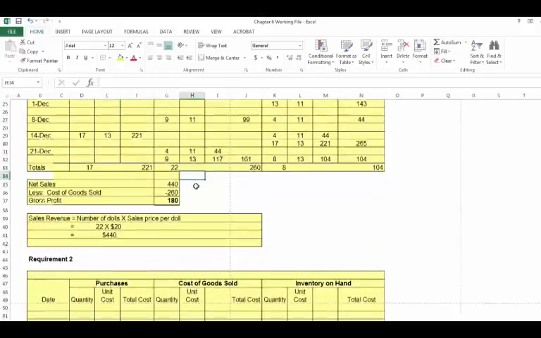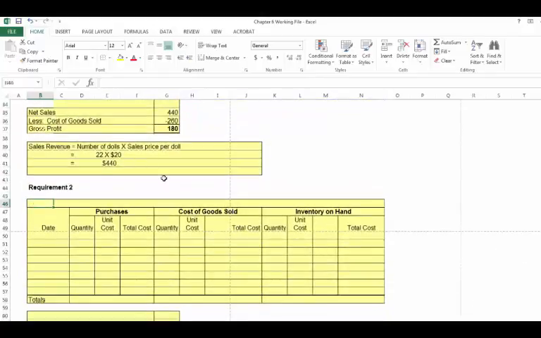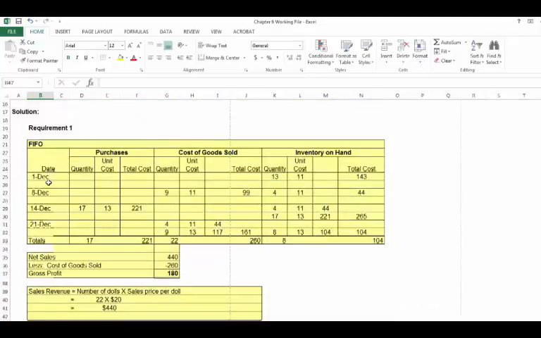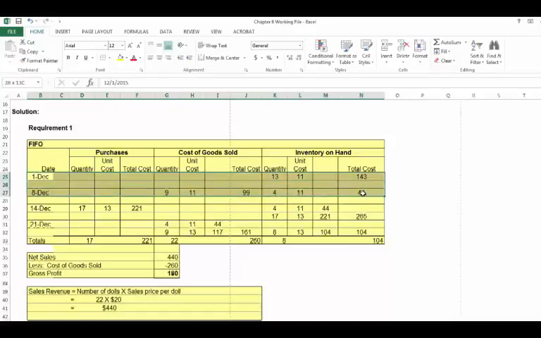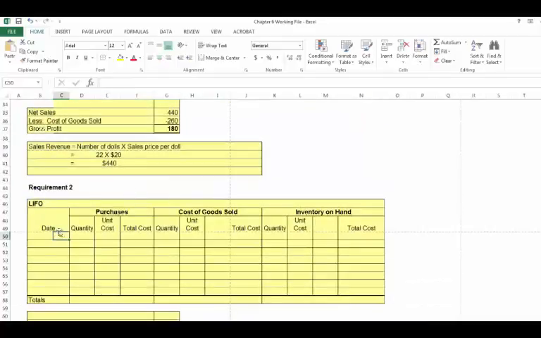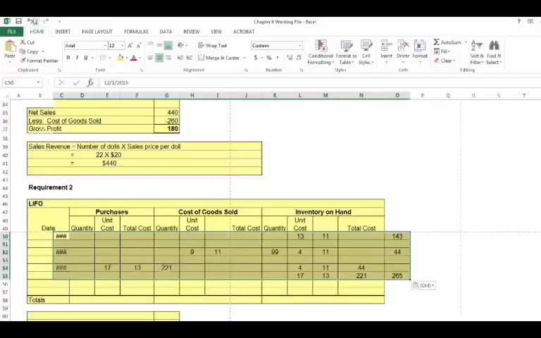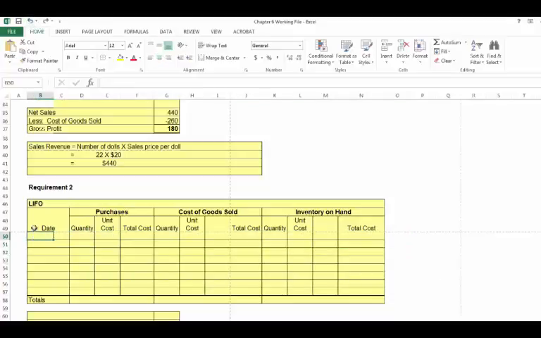Now we're going to do the same thing for LIFO. My beginning balance and that first sale are going to be the same, and same thing for that purchase. All of those things are going to stay the same because it's not going to change until we get down, have more than one layer of inventory, and make a sale. So everything's the same.